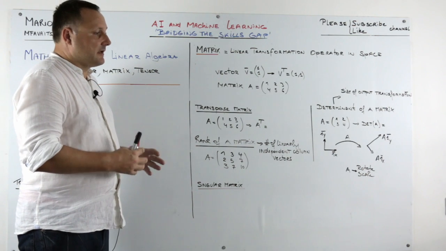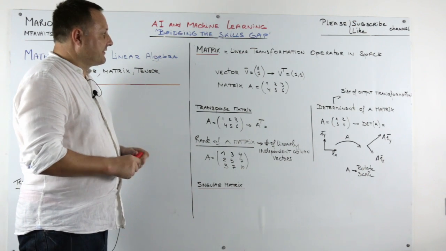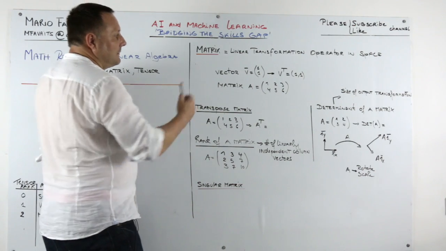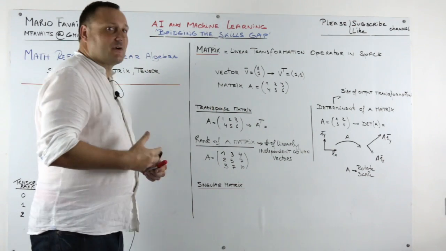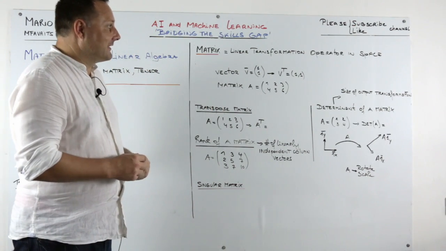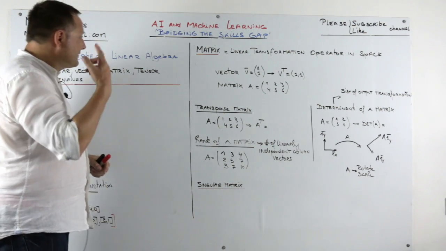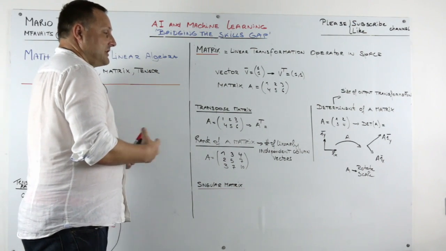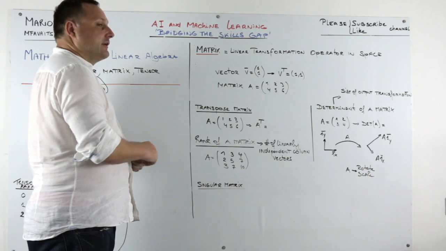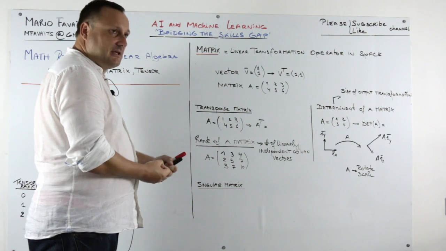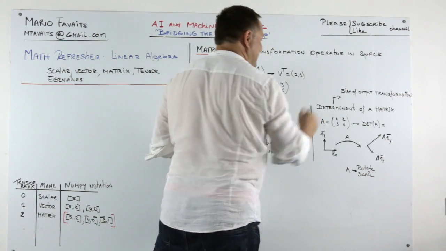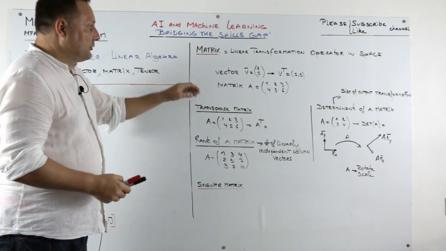Okay, let's take a look at a few more characteristics of matrices. Basically, for intuition, a matrix is actually a linear transformation operator in space. And this sounds very nice, linear algebra. In machine learning, we try to find a transformation that maps inputs to outputs, and here you see linear transformation operator in space. I'm going to prove it to you.